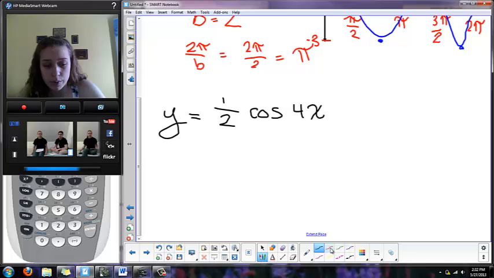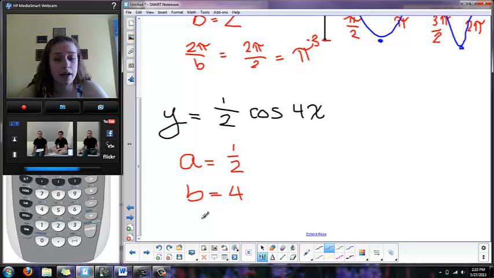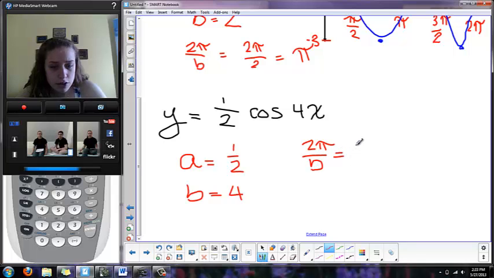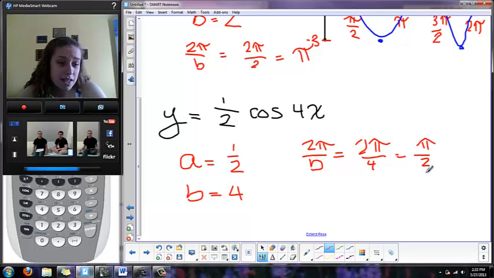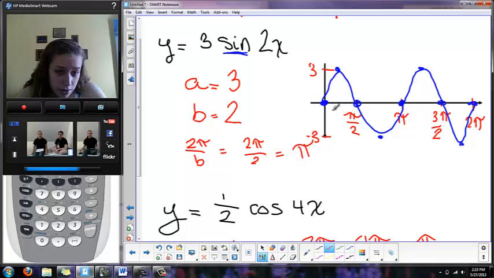So let's take a look. We want to know what the amplitude is. The amplitude is 1/2. The b, or the frequency, is 4, meaning I'm going to see 4 curves between 0 and 2 pi. And then my period is 2 pi over b, or in this case 2 pi over 4. So that is pi over 2, or 1/2 pi. So that means I'd see one full curve just right here. One full cosine curve. So I'm not even going to draw that.